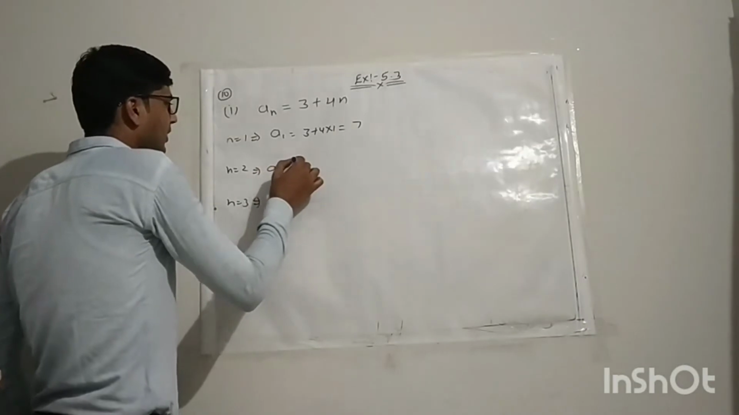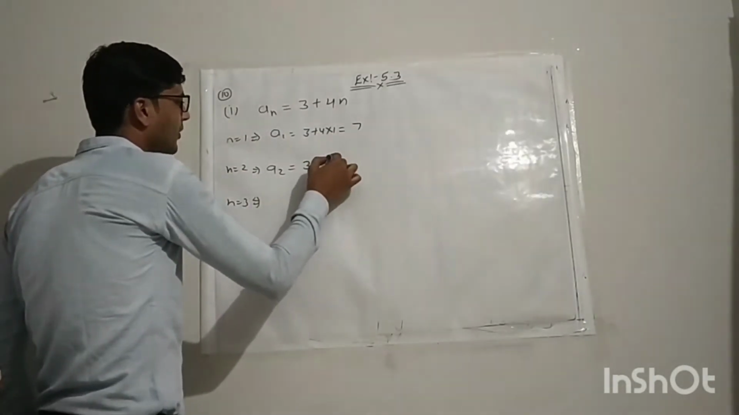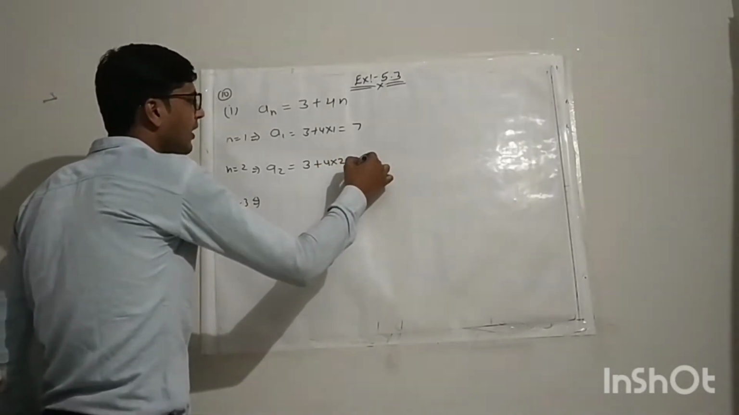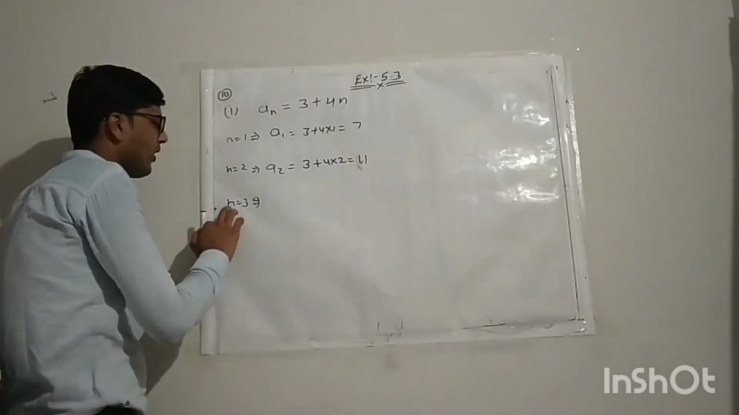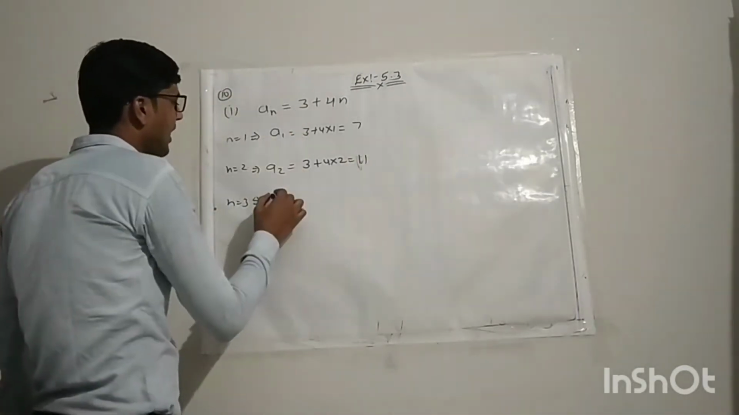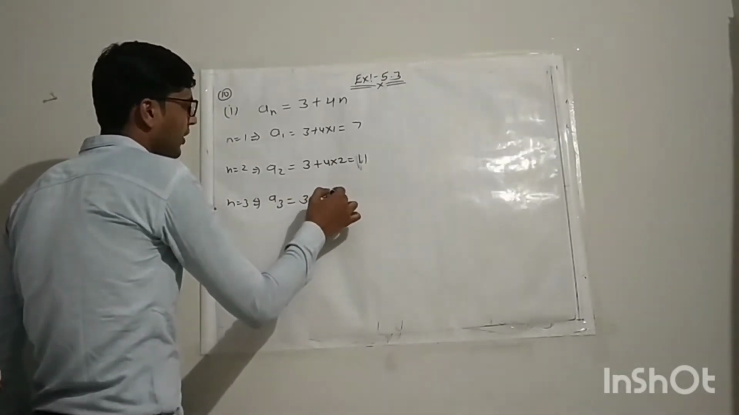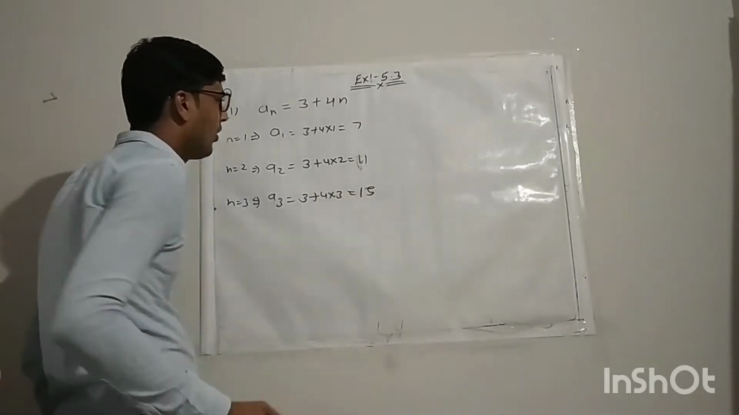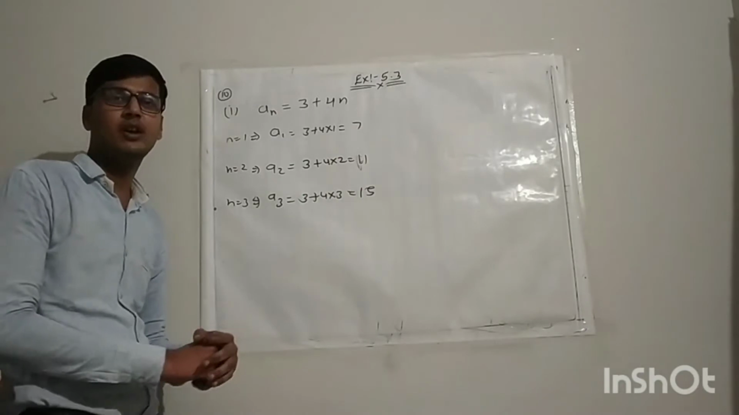A2. Now we put N equal 2 in this equation. We get 3 plus 4 into 2. It simply becomes 2 4s are 8 and 3, 11. Okay. And now put N equal 3. We get A3 equal to 3 plus 4 into 3. So 4 3s are 12 and 3, 15. Okay. So here 7, 11 and 15 are our terms.